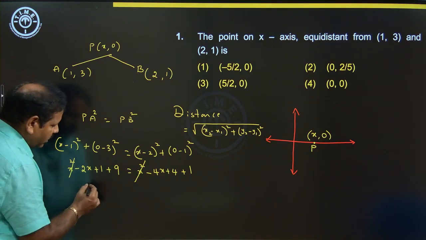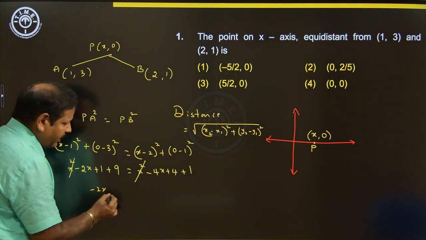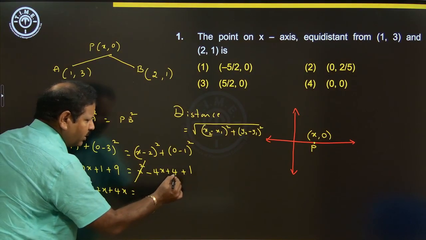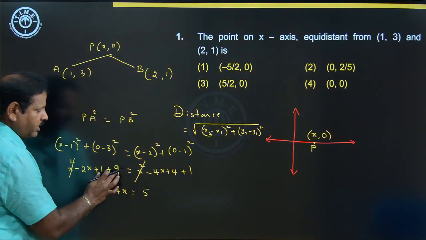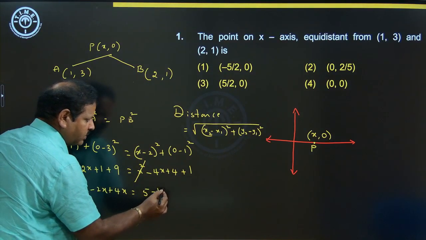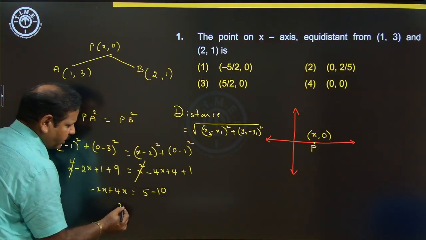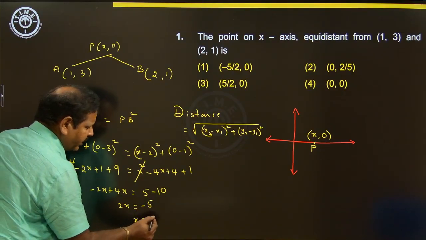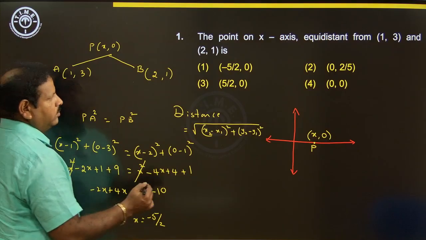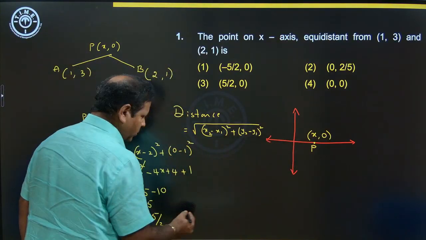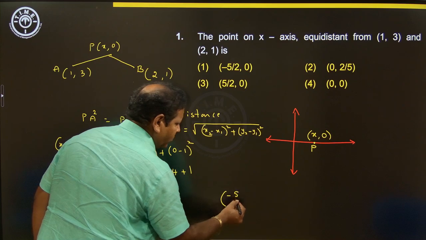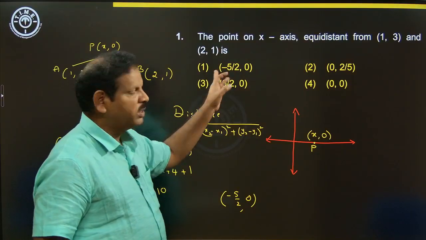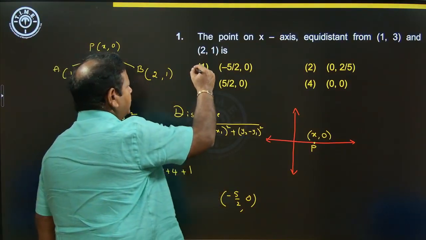Now minus 2x, I am taking minus 4x this side, plus 4x equals constants: 1 plus 4 is 5, this side 9 plus 1 is 10, sending to the other side, minus 10. So 4x minus 2x is 2x equals minus 5, x equals minus 5 by 2. That's it. But our point was taken as (x, 0), so (minus 5 by 2, 0) is the required point, which is the first option.